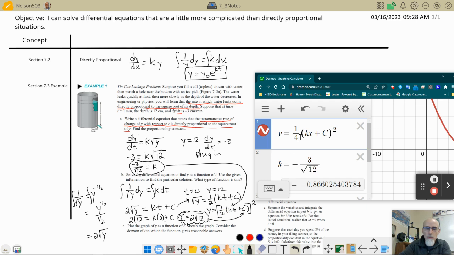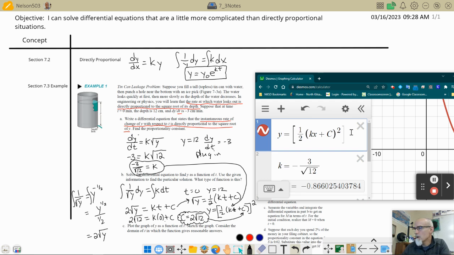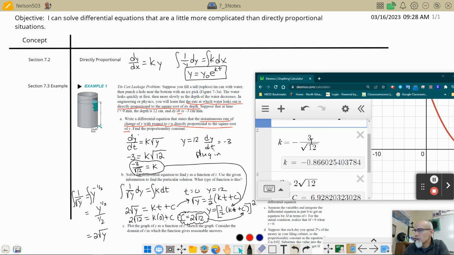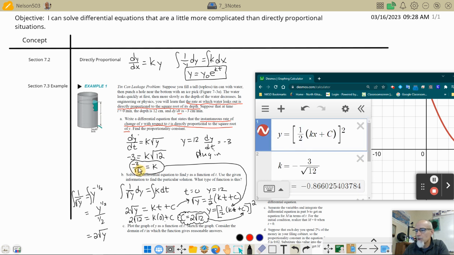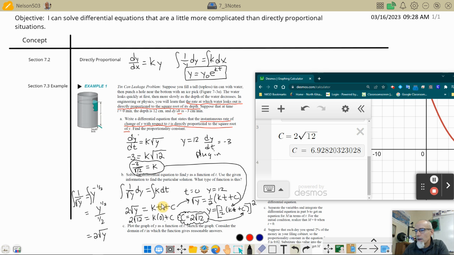I guess I could change this back to a 1/2, and I could put a square bracket right here, and then a square bracket right here. You know, if I'm trying to show, look, I'm getting exactly what I had right here. You notice I plugged in my k value. Where's my k value again? Yeah, -3 over square root 12. There it is right there. I could put the negative up with the 3 to make it look exactly like my work, but it doesn't matter. And then right down here, I put 2 square root of 12 for my c value, right? So there's my c value.